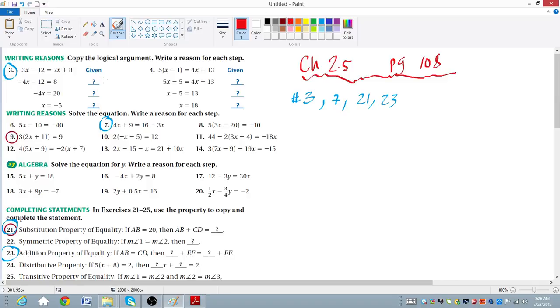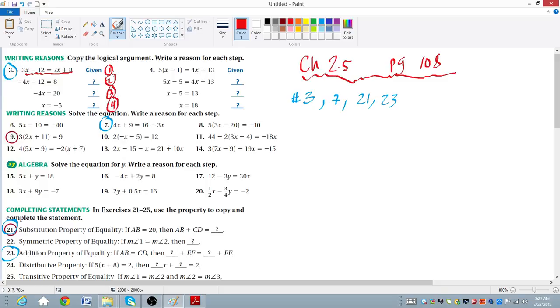Here, it gives you the line to just basically fill in the blank and copy the logical argument. Write a reason for each step. So always the original problem is what is given. So from here, you need to solve. How do you get from the given to this line? So I'm going to call this line 1, line 2, 3, and 4.